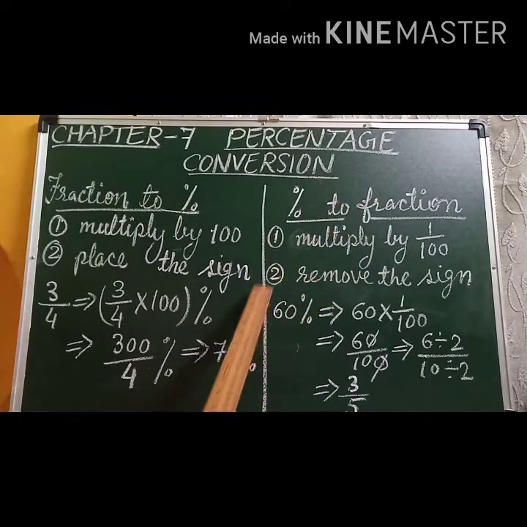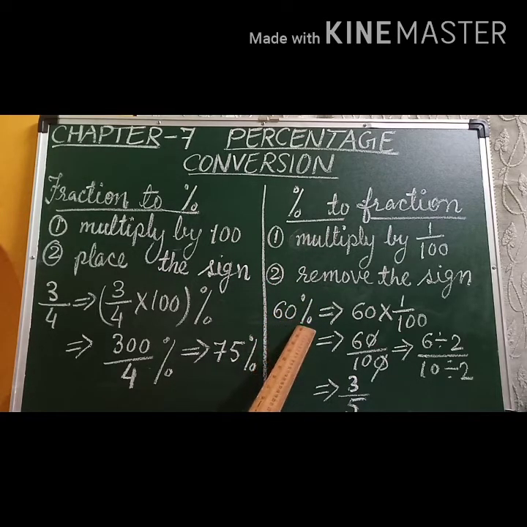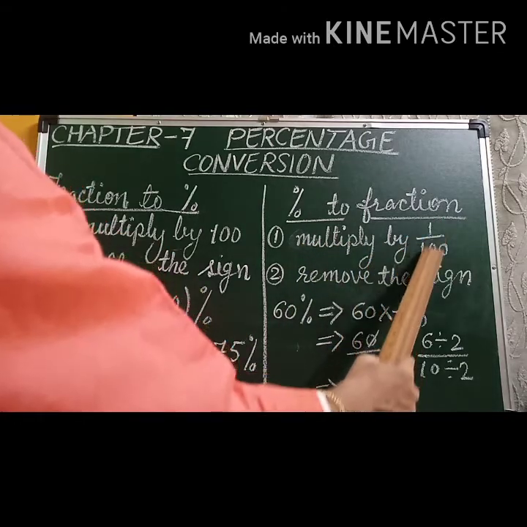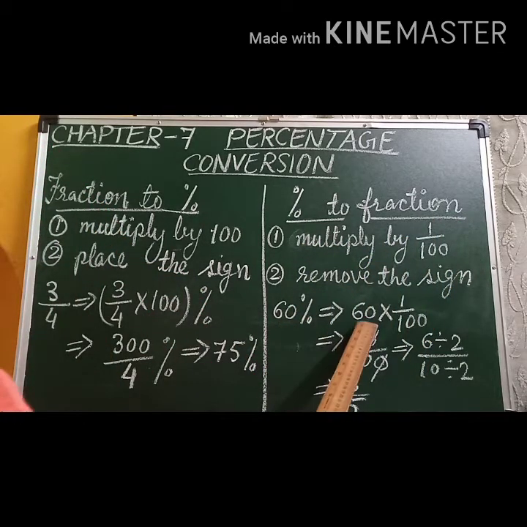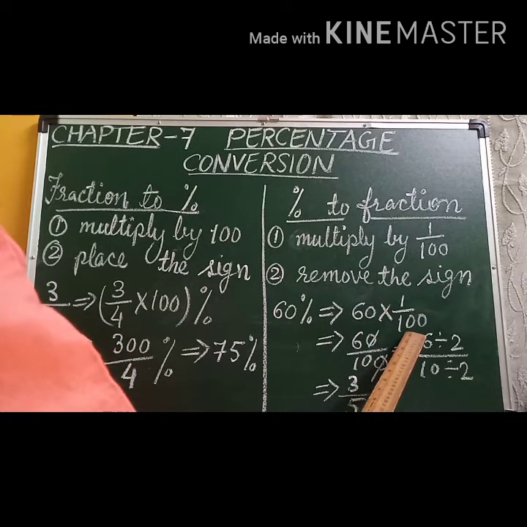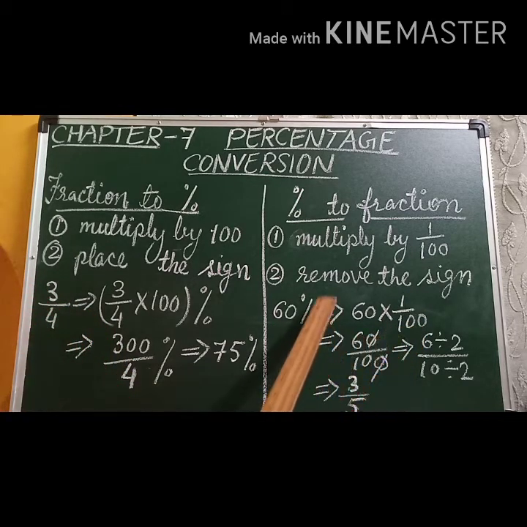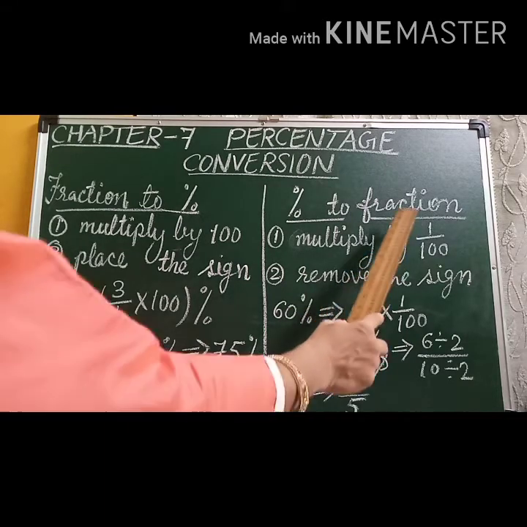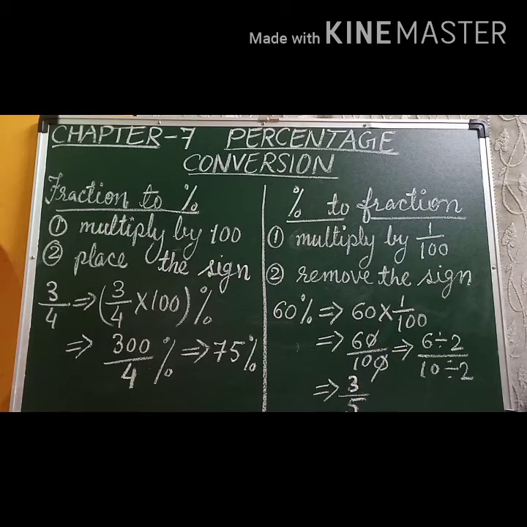अगर हमको परसेंटेज दिया हुआ है, सपोज यहाँ 60% है, और इसको हमको कन्वर्ट करना है फ्रैक्शन में. तो फ्रैक्शन में कोई भी साइन नहीं होता है, तो सबसे पहले हमको क्या करना है, मल्टीप्लाई बाय 1/100. 60 को हमको मल्टीप्लाई करना है 1/100 से, और उसके बाद सेकेंड स्टेप में हमको ये साइन रिमूव करना है, बिकॉज फ्रैक्शन में हमको सिर्फ न्यूमरेटर और डिनोमिनेटर चाहिए, साइन नहीं चाहिए, इसलिए हमको सेकेंड स्टेप में इसको रिमूव करना है.